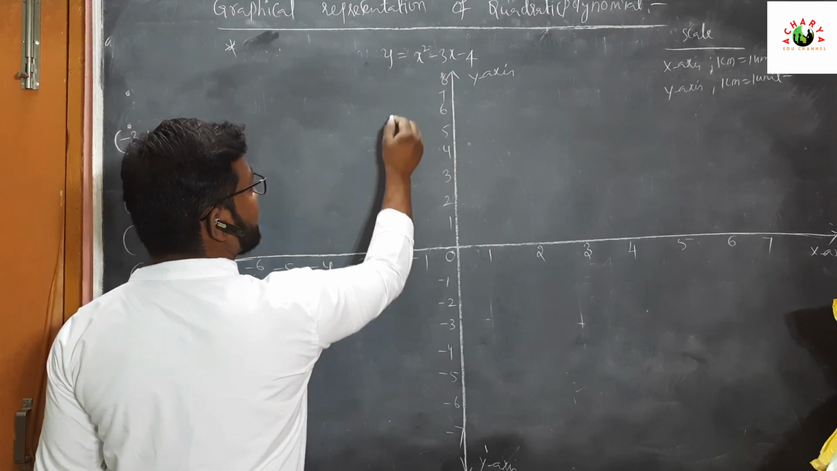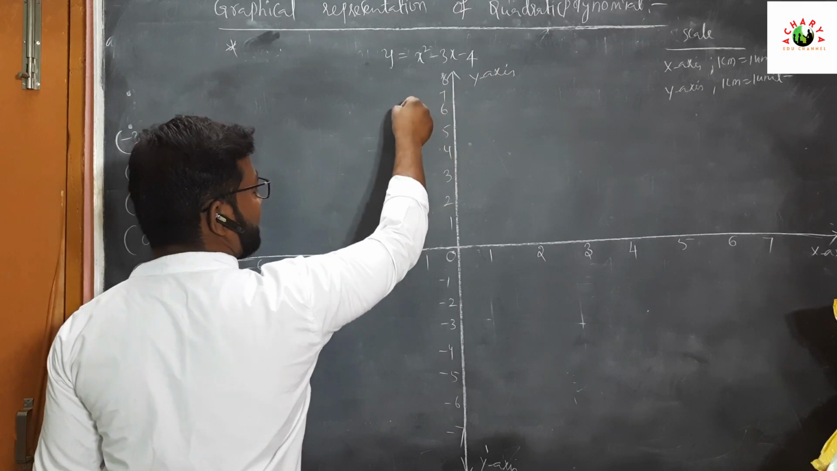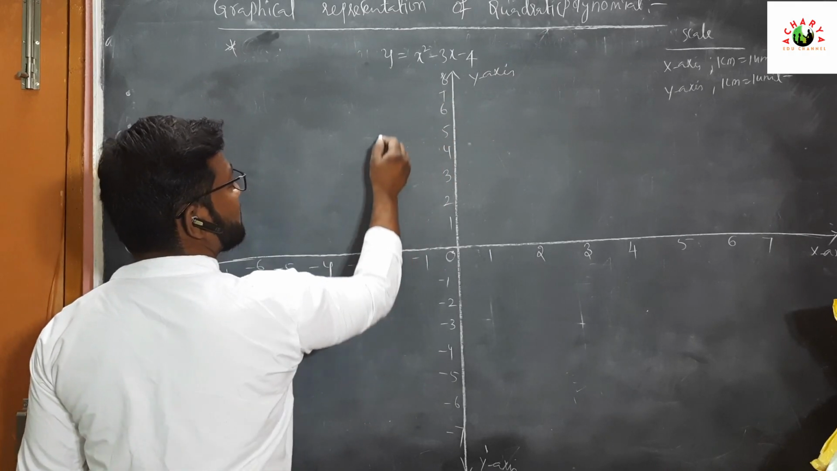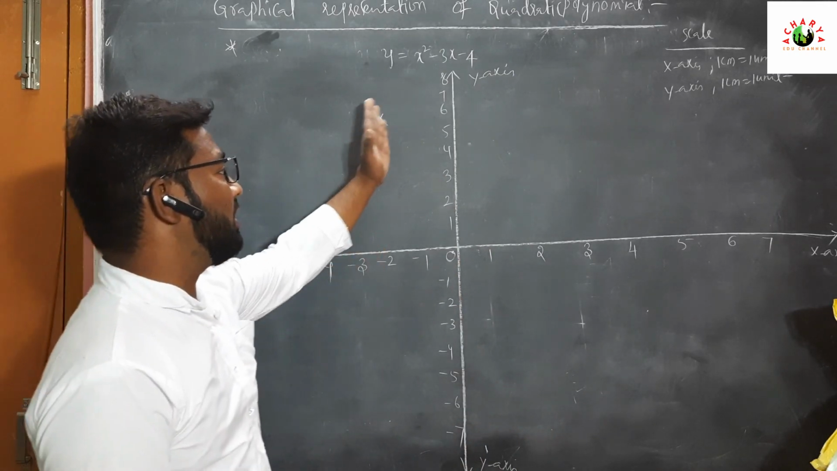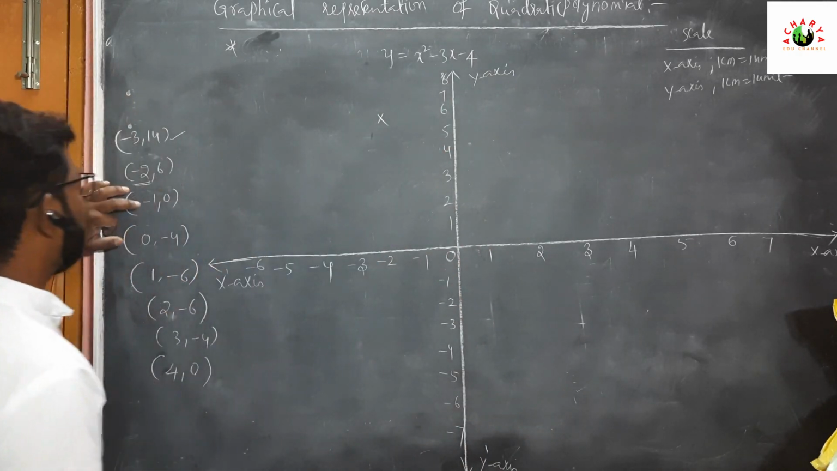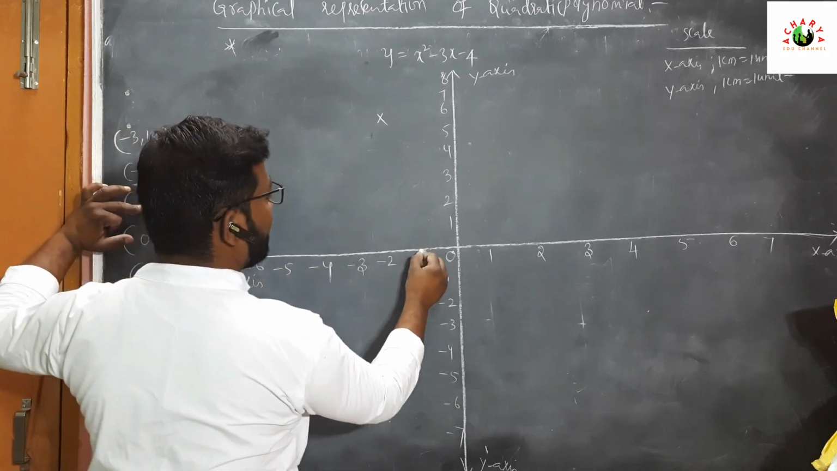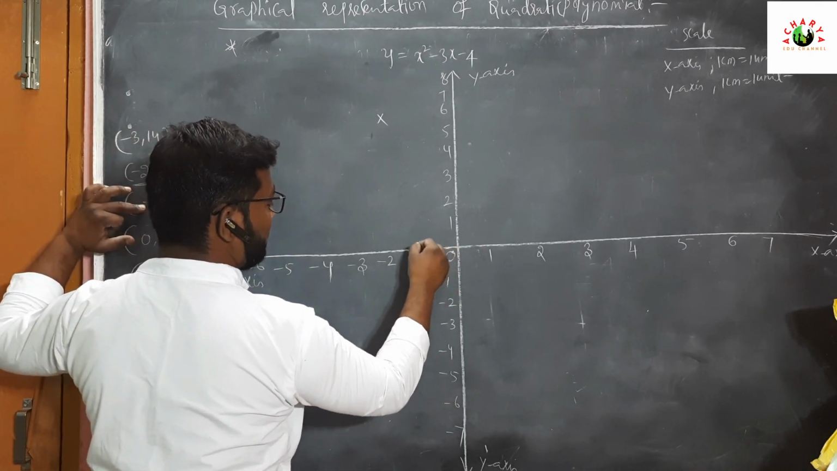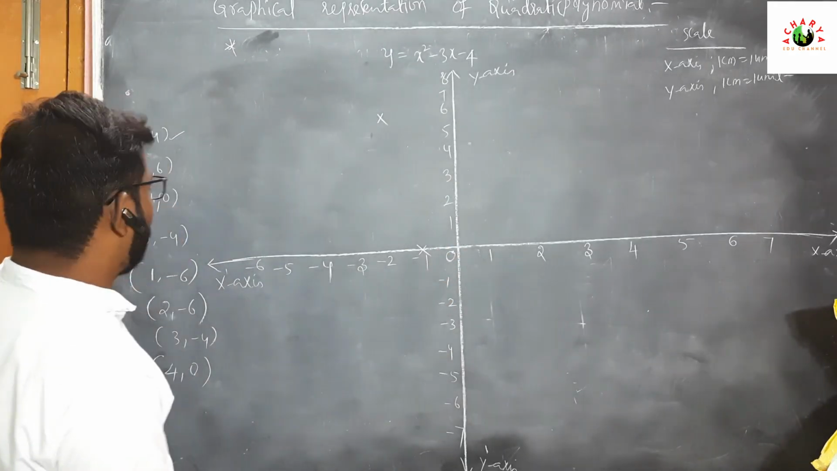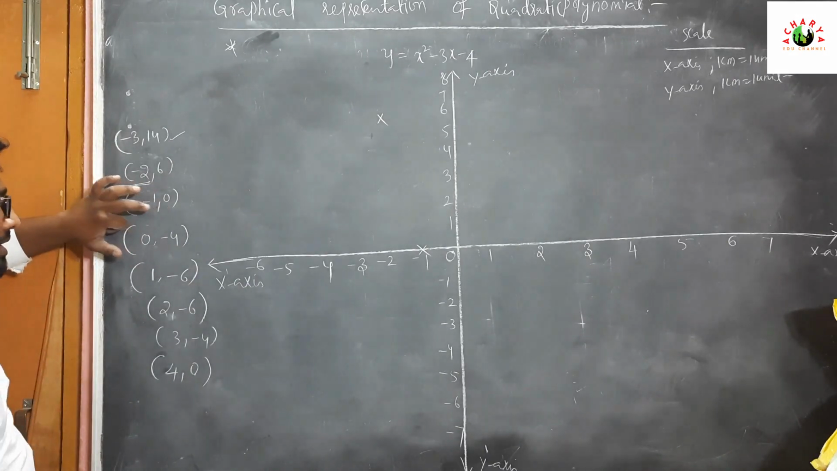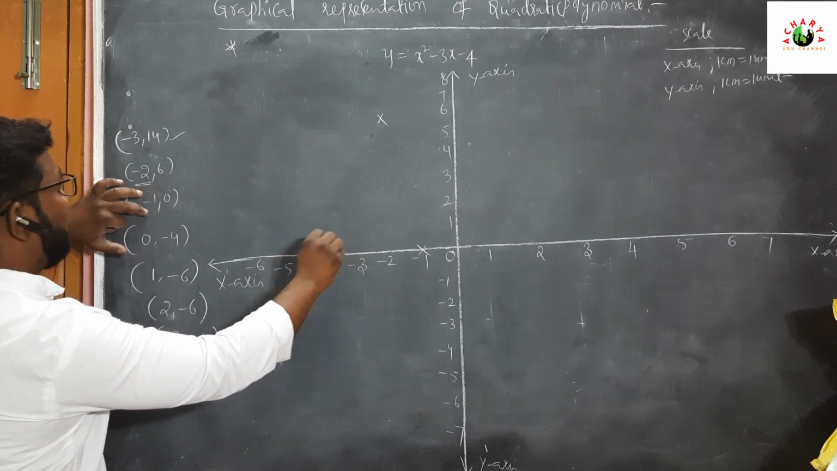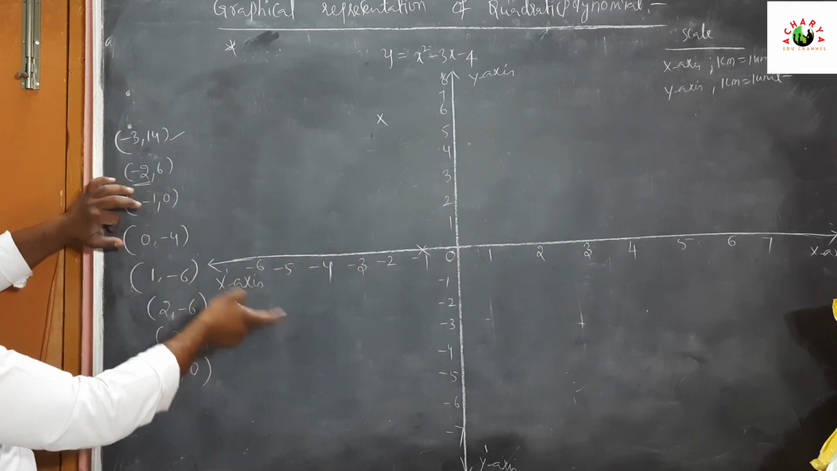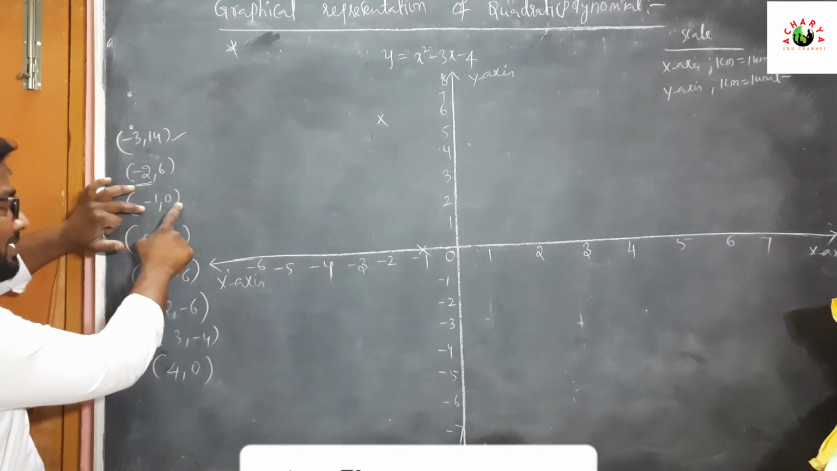So on the x-axis minus 2, from y 6 here, the point is minus 2, 6. The point touches here. Next, minus 1, 0. First x-axis, next y-axis. For example, 0, minus 1 means we have to mark it on the y-axis. Here x-axis is minus 1, y-axis is 0.